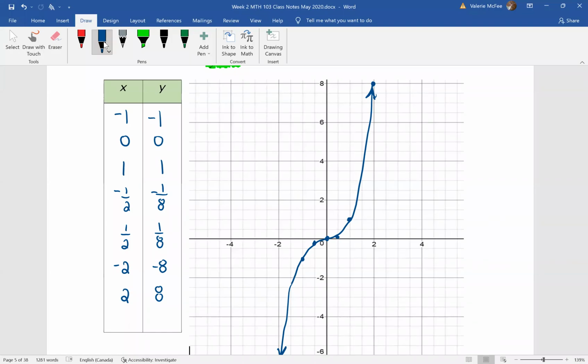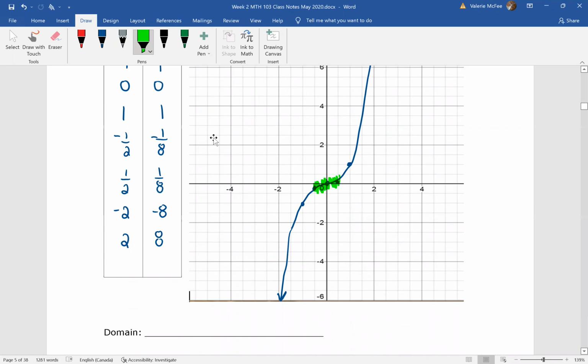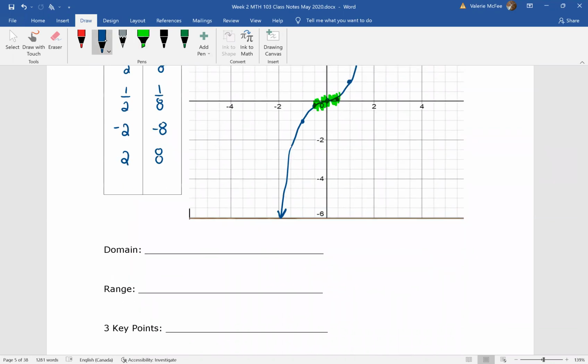Pause your video, finish graphing this function. Does your graph look like this? I hope so. You should notice that again, close to 0, the graph is quite flat before continuing exponentially to positive and negative infinity. You can see why it's important that we memorize the shape of each graph, because looking at the ordered pairs is not always going to be sufficient.